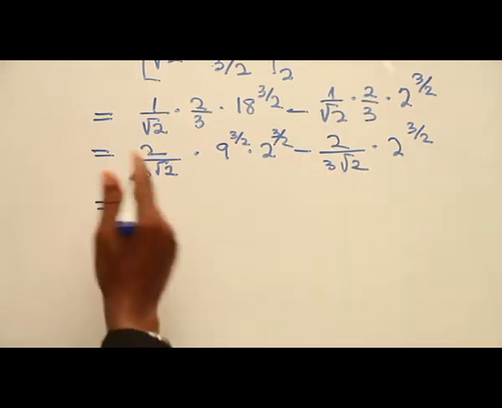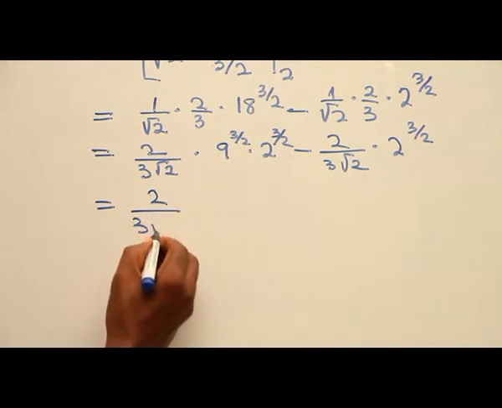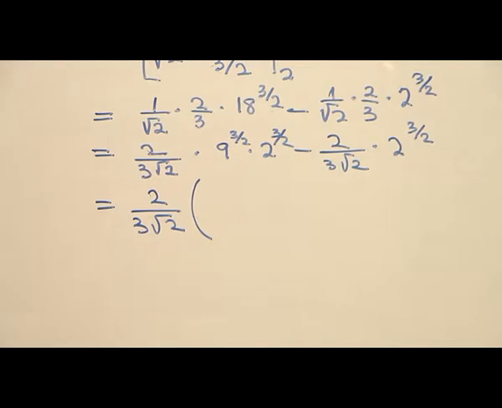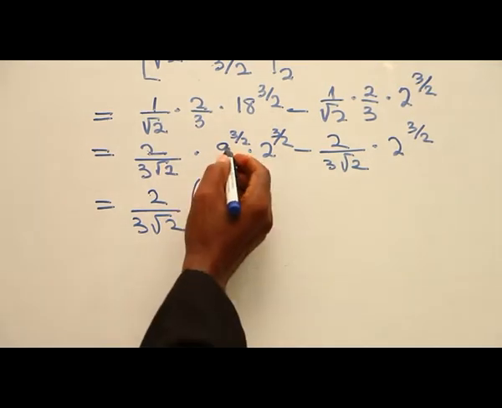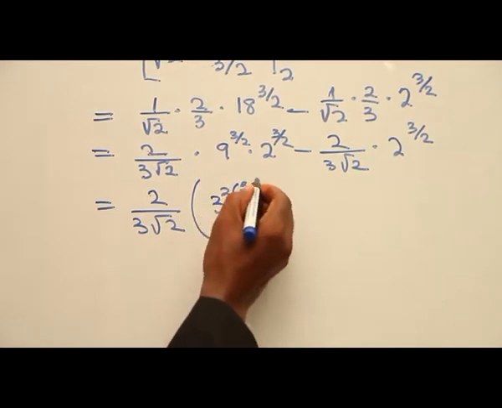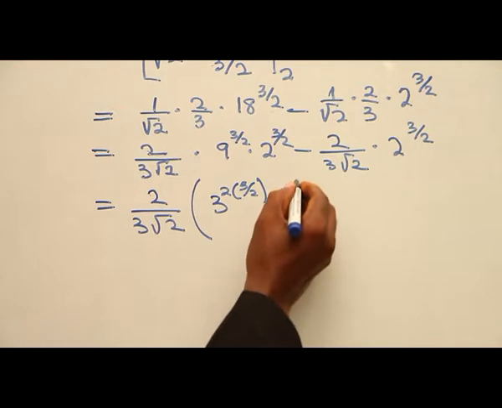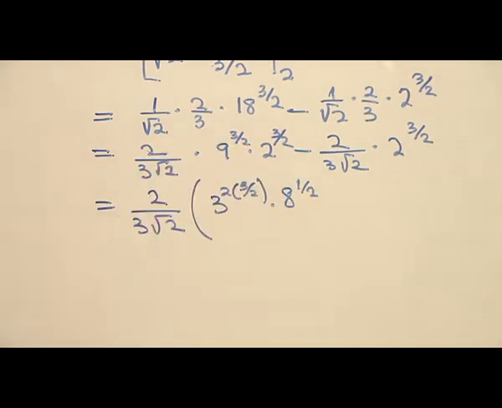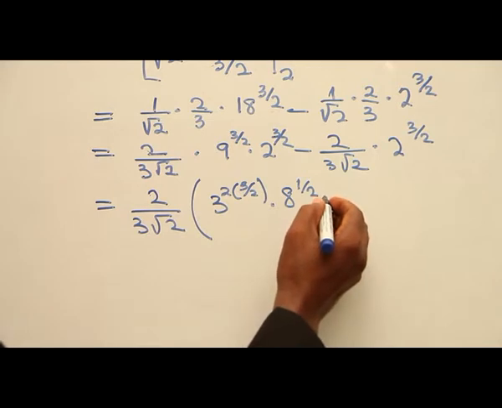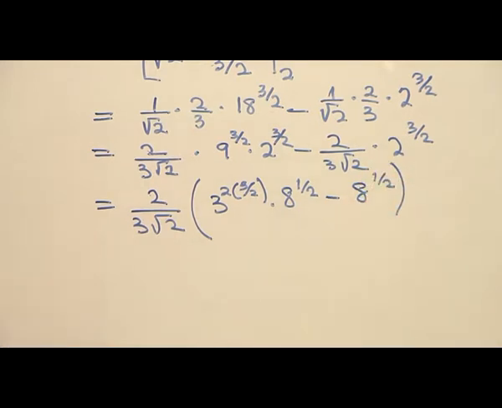This is common, so we can pick it out if we want. Otherwise, we can still leave this. Let's actually pick it out: 2 all over 3 root 2, and then open a bracket. Our 9 is the same thing as 3 raised to power 2, multiplied by 3 all over 2. And then our 2 raised to power 3 over 2 is the same thing as 8 raised to power half. 2 raised to power 3 is 8, then the power half. And then this is minus the same 8 also raised to power half. Close this. Okay? So let's see what will happen further.